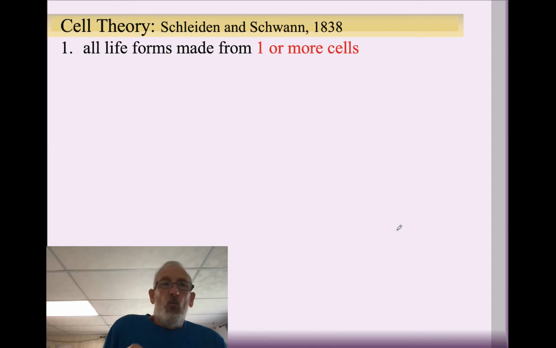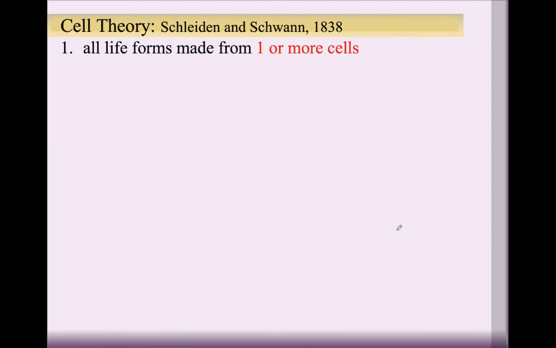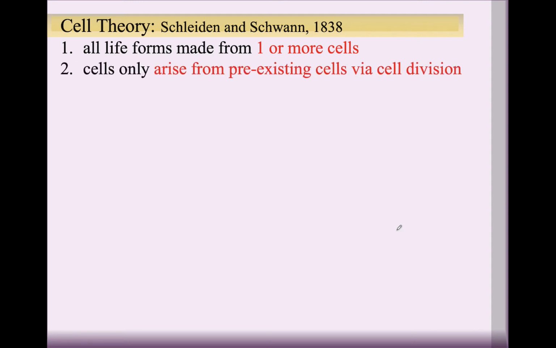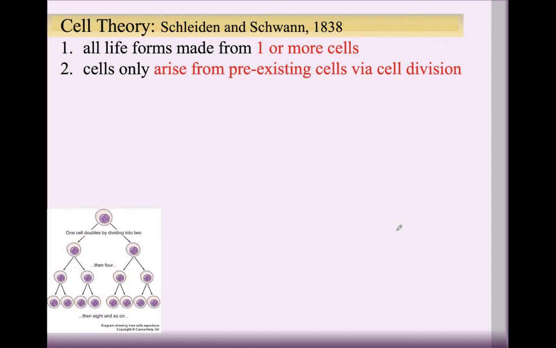All right. When you looked at the video on the scientific method, we talked a little bit about what theories are, and we even looked at a couple of different theories, including the cell theory. Well, now we're going to go over that again, talking about cell physiology, so this becomes important. The cell theory suggests that all life forms are made from one or more cells. It also says that cells only arise from pre-existing cells via cell division or mitosis.